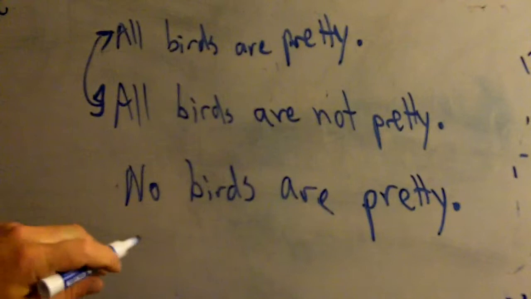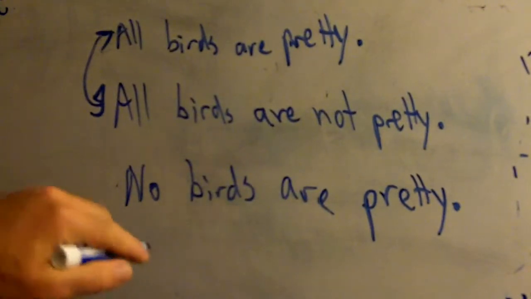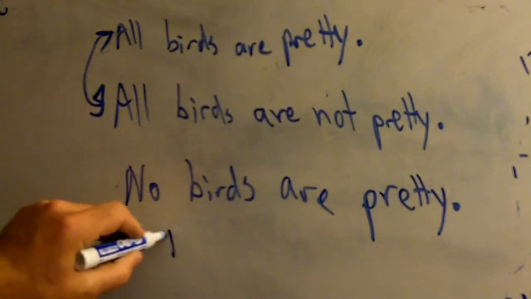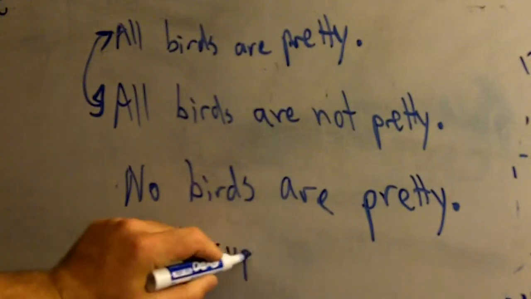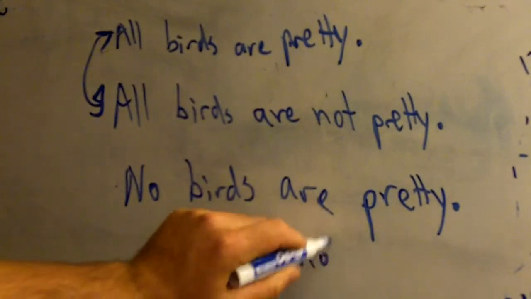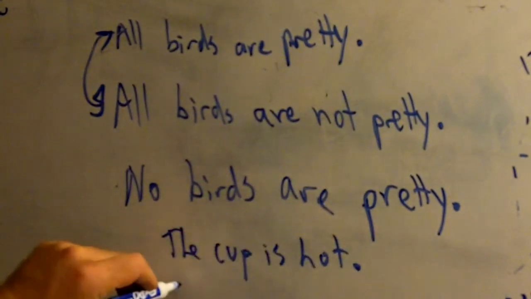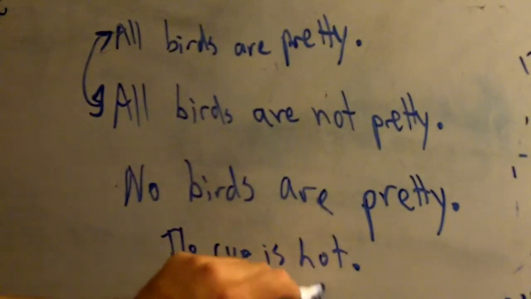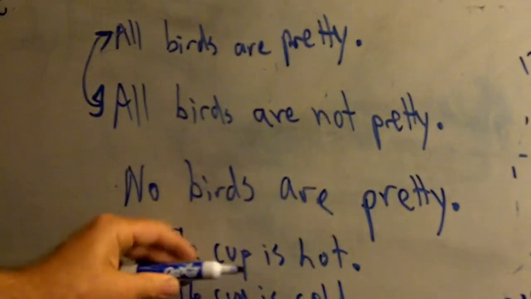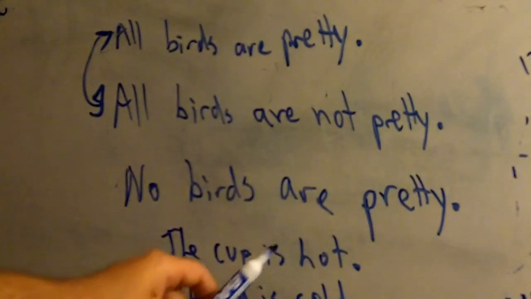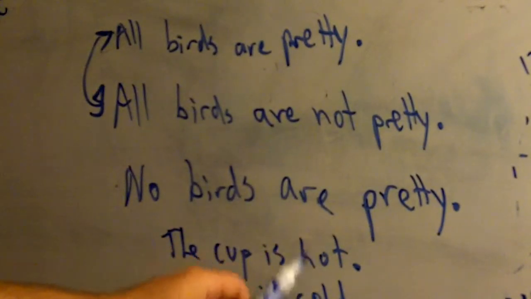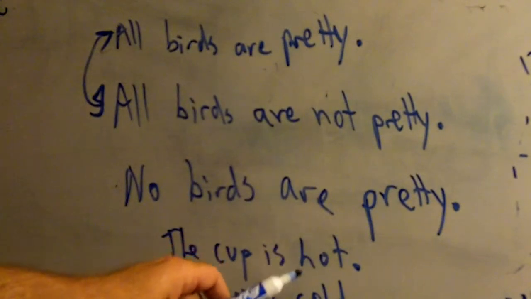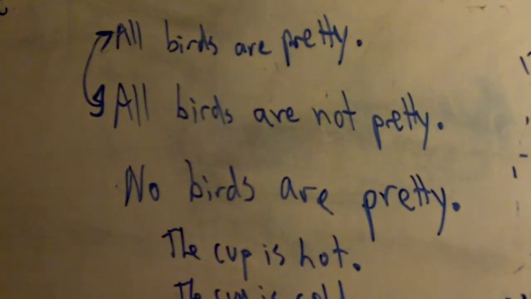We can see the same thing if we take the singular subject contrary form. For example, the cup is hot. And then we take the contrary: the cup is cold. The contrary in this case, since it's a singular subject, happens when the predicate admits of a contrary, which in this case it does. So hot has a contrary of cold. Say the cup is cold.